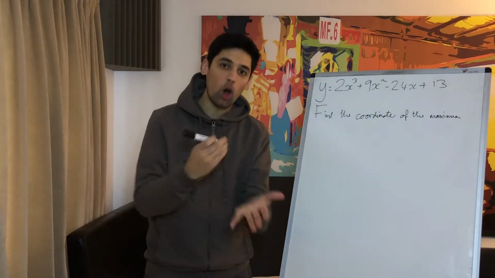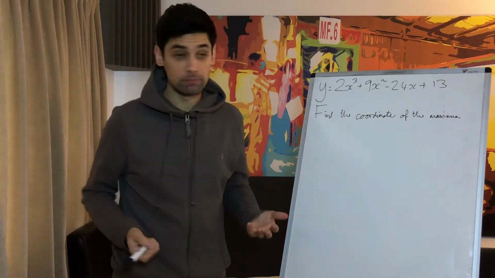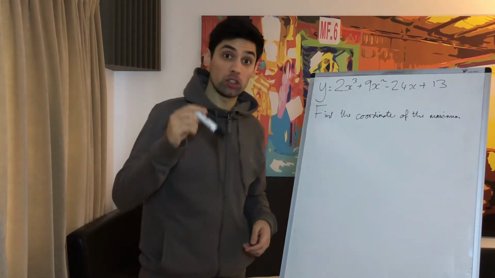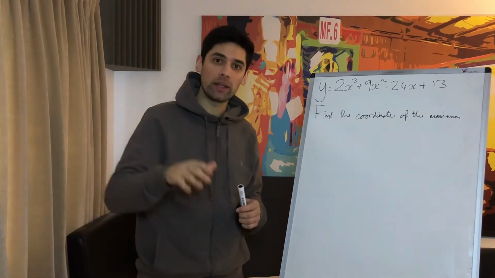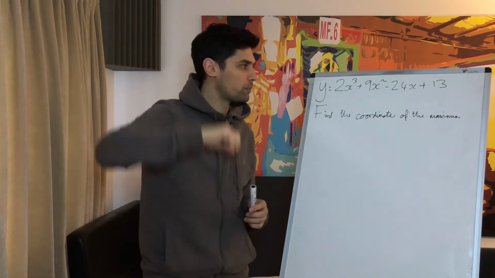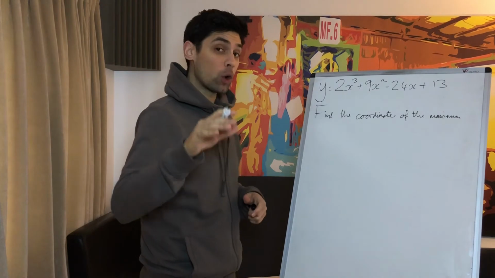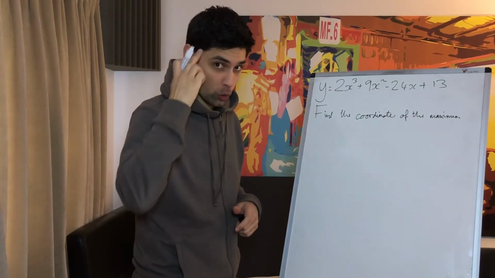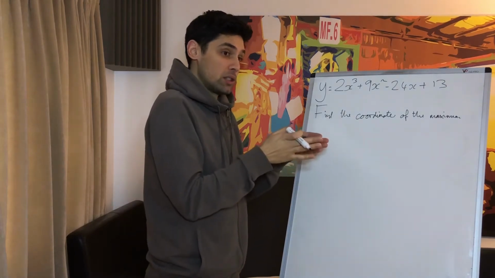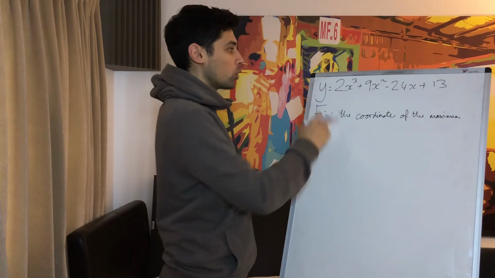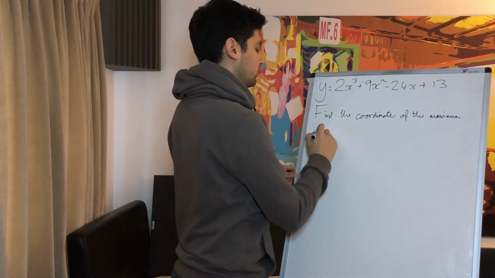Finding the coordinates of the maximum or minimum, but in this case, maximum. So a maximum point on a curve, also known as a turning point, is the point where the gradient is zero. It's the very peak of the curve. So when we're talking about gradients being zero, we're talking about differentiation, making the derivative equal zero. So all we need to do is find dy/dx here.